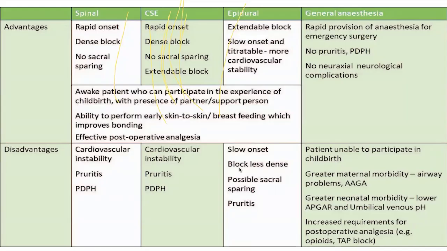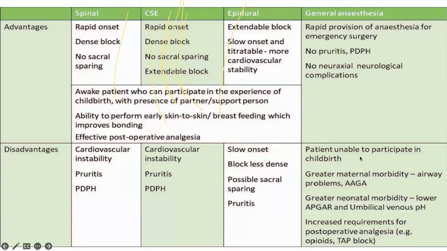The disadvantages of spinal: immediately after the block, there is cardiovascular instability which we have to deal with, pruritus and PDPH. CSE also has cardiovascular instability with pruritus and PDPH. Epidural's problem is very slow onset, a block that is less dense, possible sacral sparing, and it can also have pruritus.